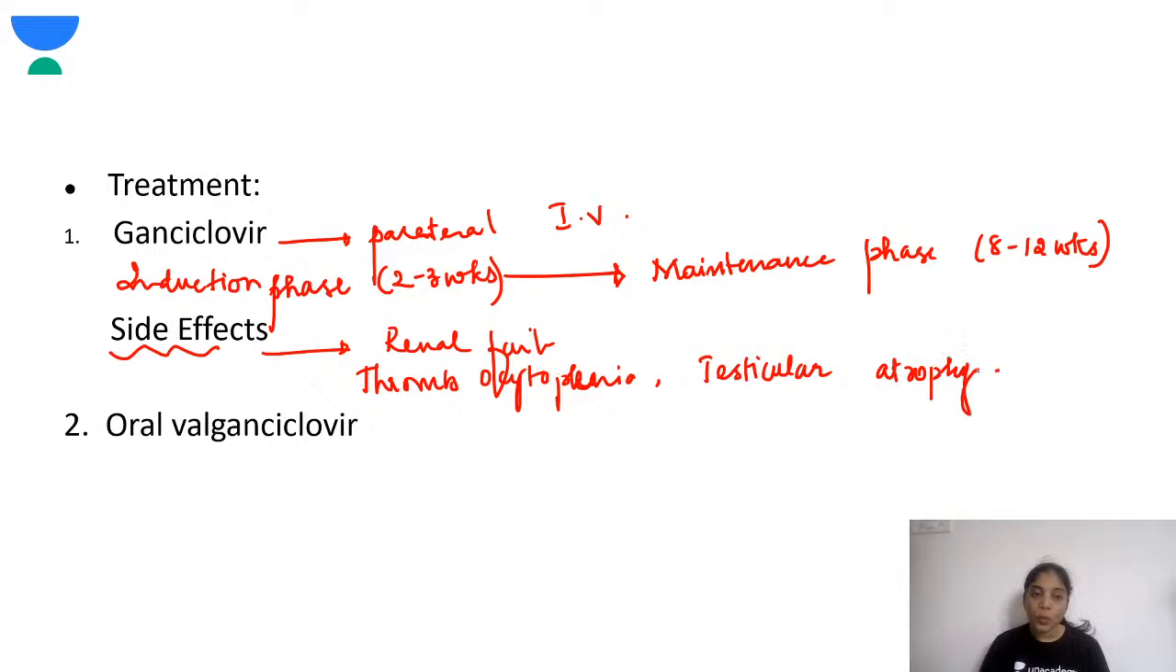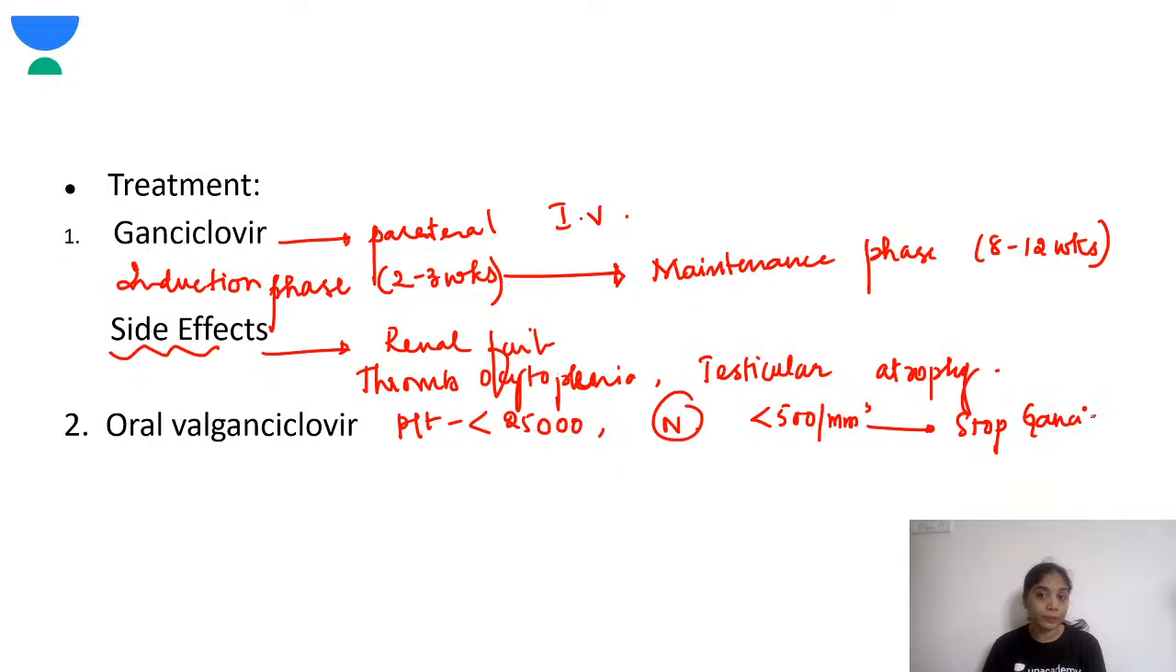That is why you have to do regular renal monitoring. You have to get blood counts and platelets done. If the platelet count goes below 25,000, or if the neutrophil count goes below 500 per cubic millimeter, then you have to stop ganciclovir. Now there is another alternative, which is oral valganciclovir. You can give the oral form and it is quite helpful. This is used in prophylaxis as well as management.